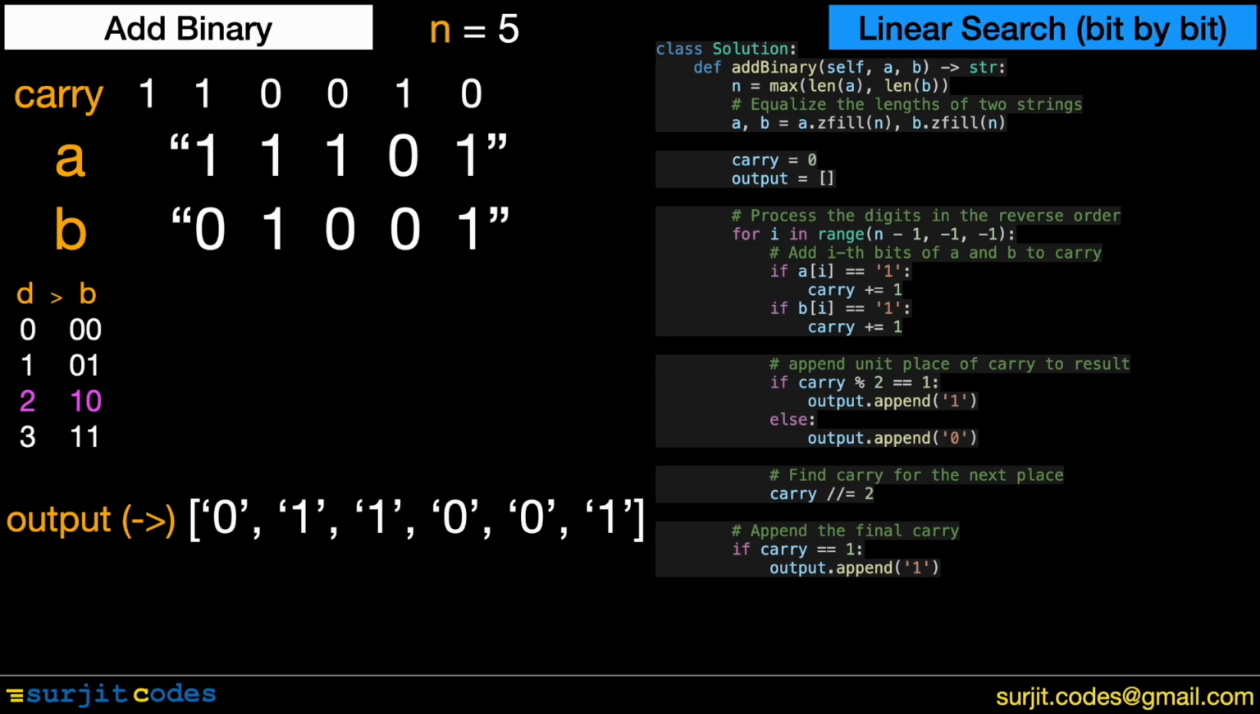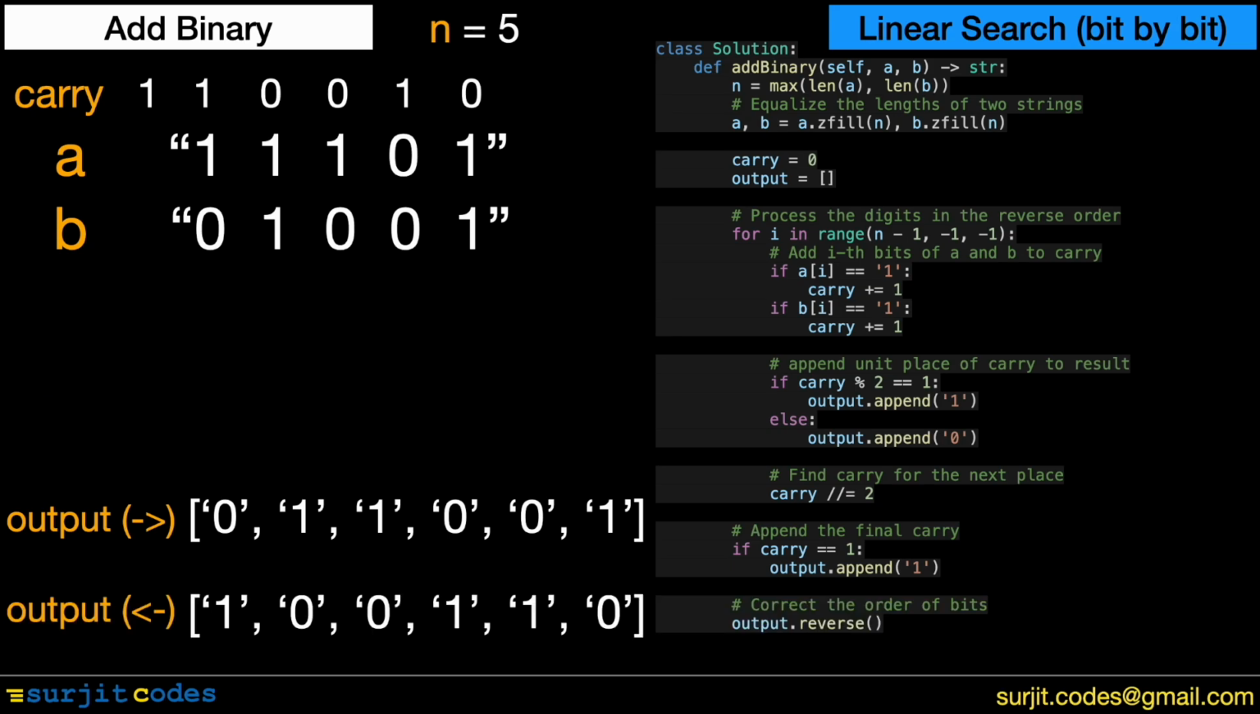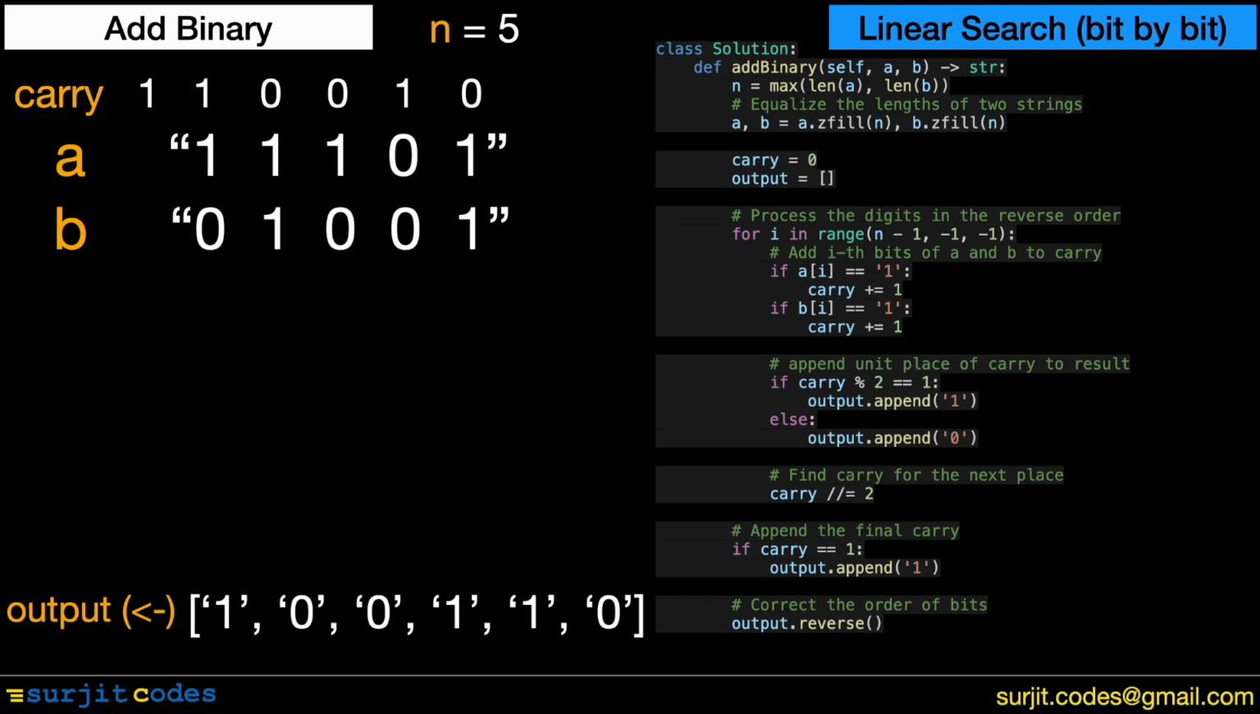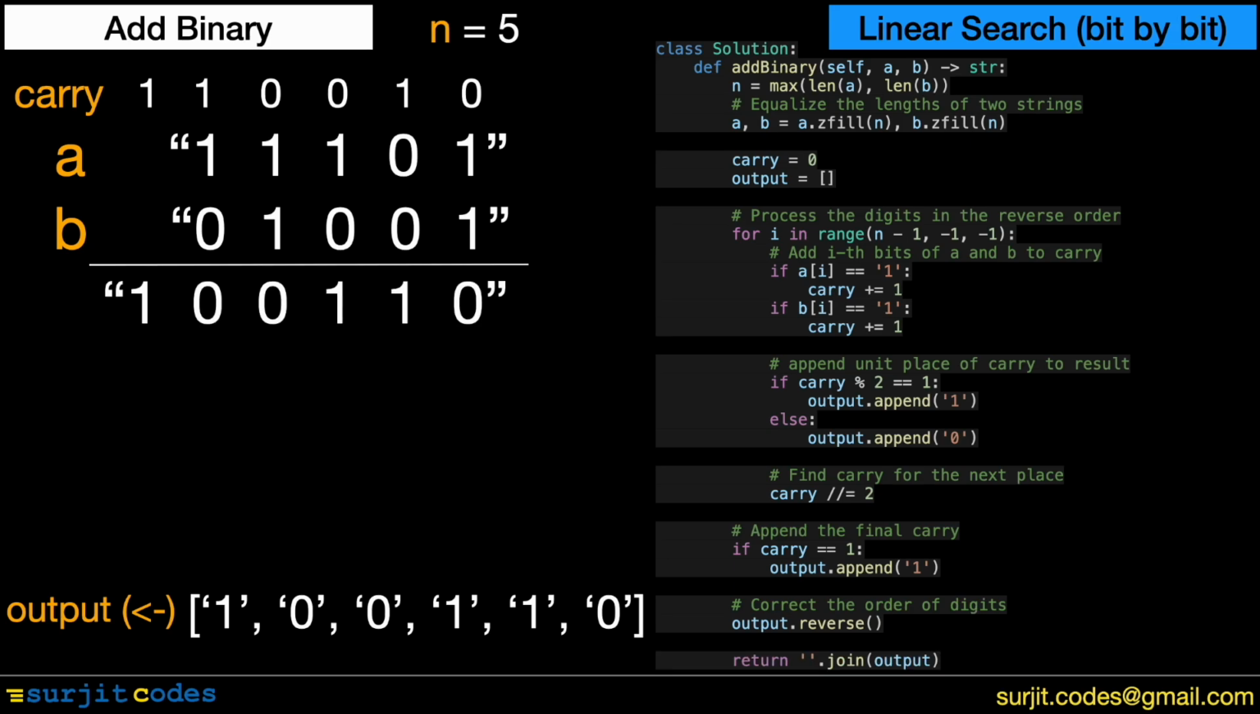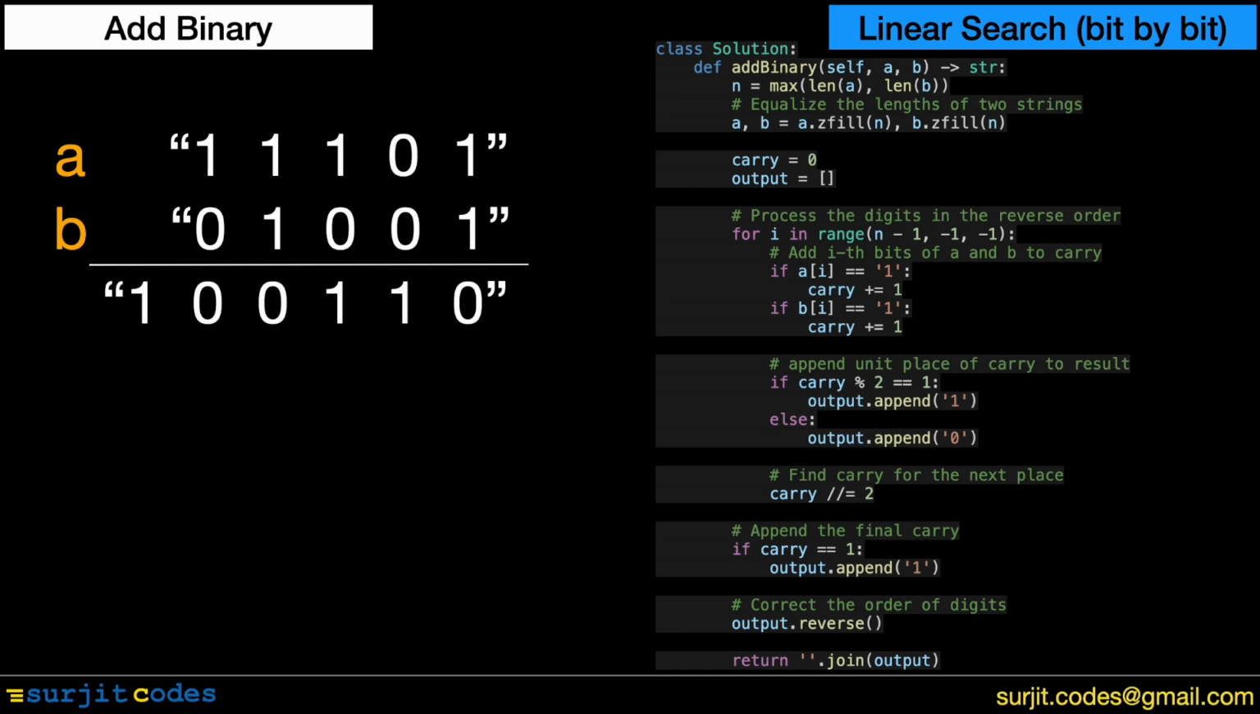We notice that the problem is solved except that the bits got appended to the output in the reverse order. So we apply the reverse method on output to set them in the correct order and use the corrected order in the result. Finally, we join the characters present in this corrected output list to get the string and return this string as the final result. Let us now discuss the time complexities. There are n cycles of the loop and a fixed amount of work is done in each cycle.